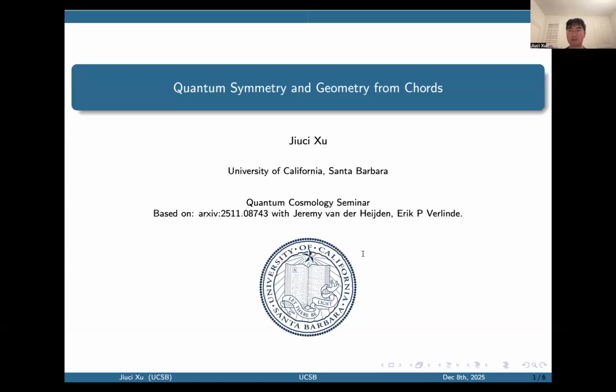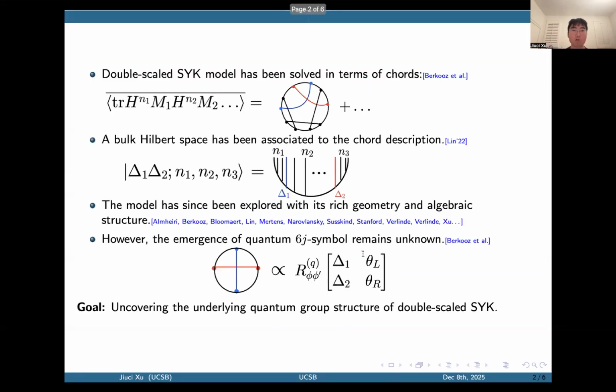I'm very excited to share with you my recent work with Jeremy and Eric on quantum symmetry and geometry in double-scaled SYK. Double-scaled SYK is a solvable model where arbitrary correlation functions can be evaluated by the so-called chord diagrams. Here is an example.